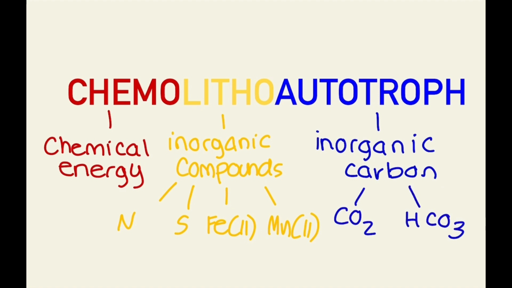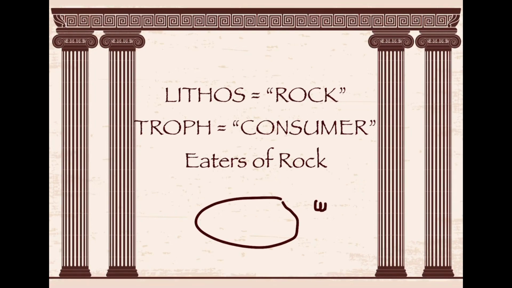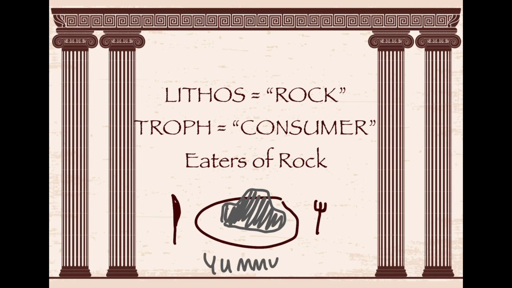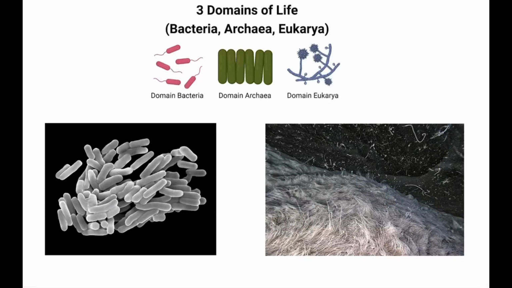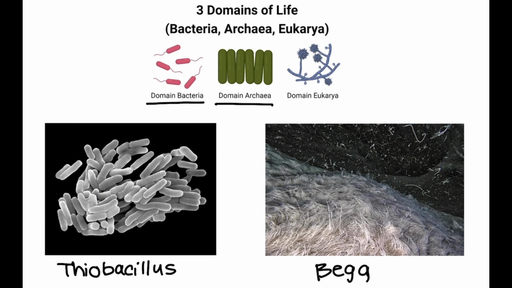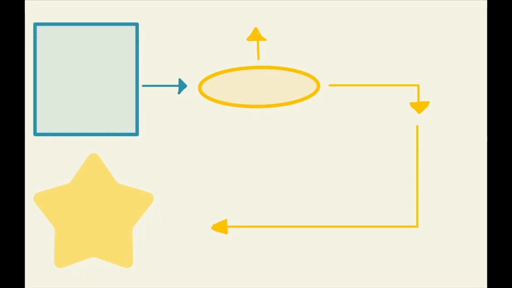The term lithotroph was created from the Greek terms lithos meaning rock and troph meaning consumer, together meaning eaters of rock. Pretty cool, right? Many of these organisms fall into the domains bacteria and archaea. Common examples include various nitrifying bacteria, prokaryotes from genus Thiobacillus, and ones from genus Beggiatoa.